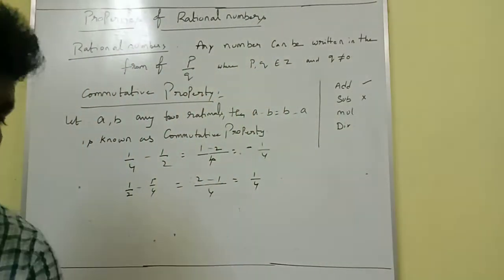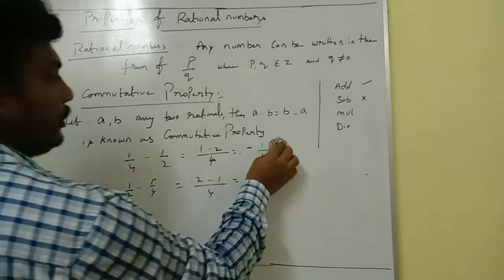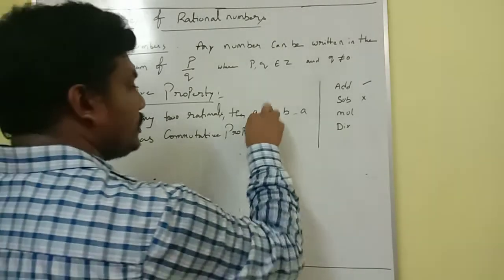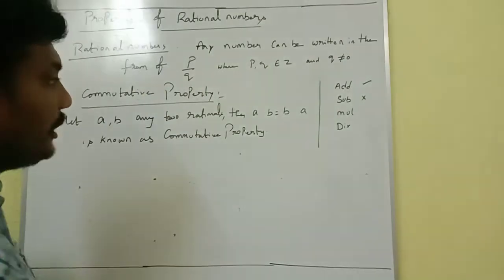Now we are going to check the commutative property over multiplication. Under multiplication you can check, the same statement.